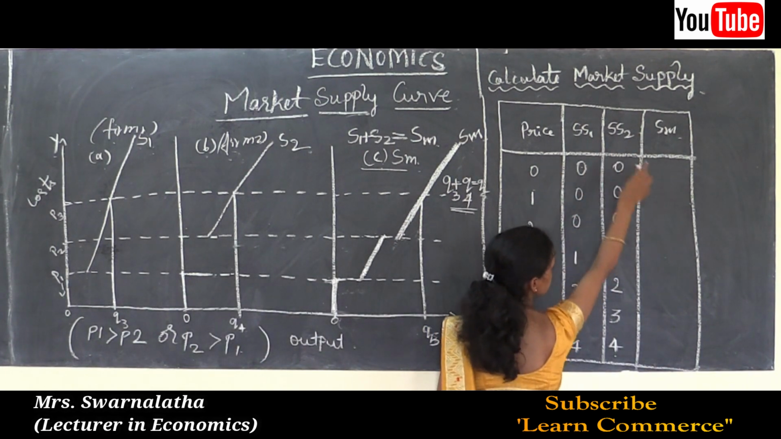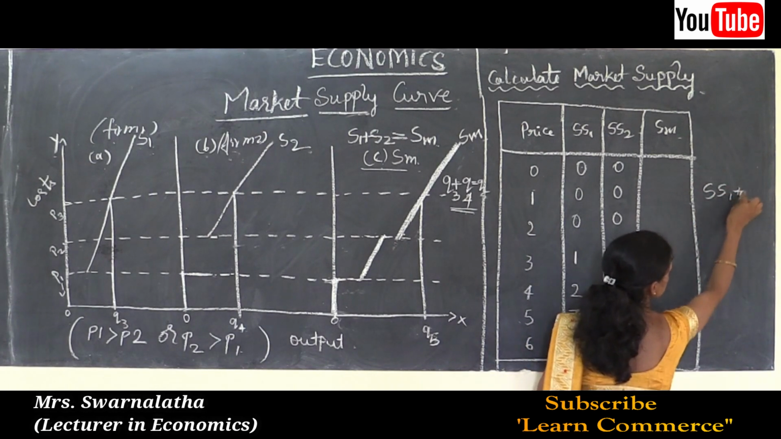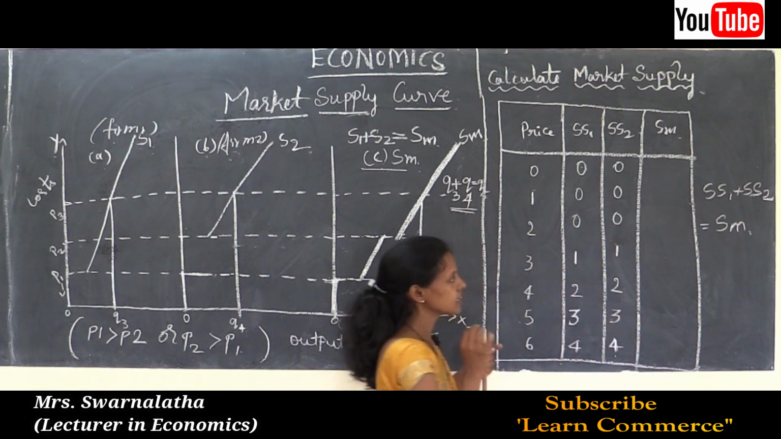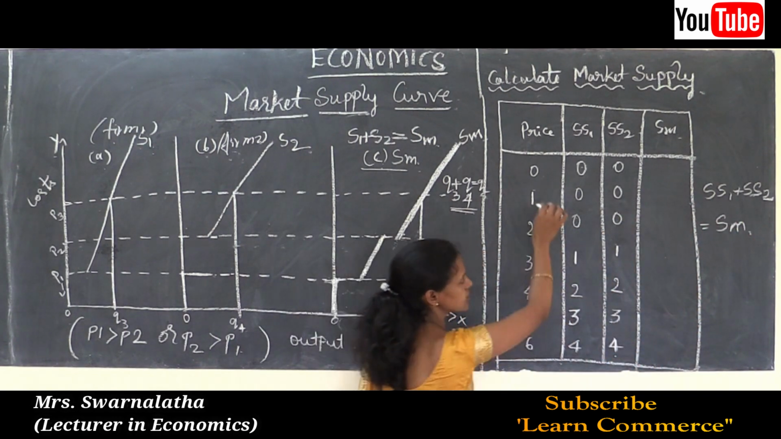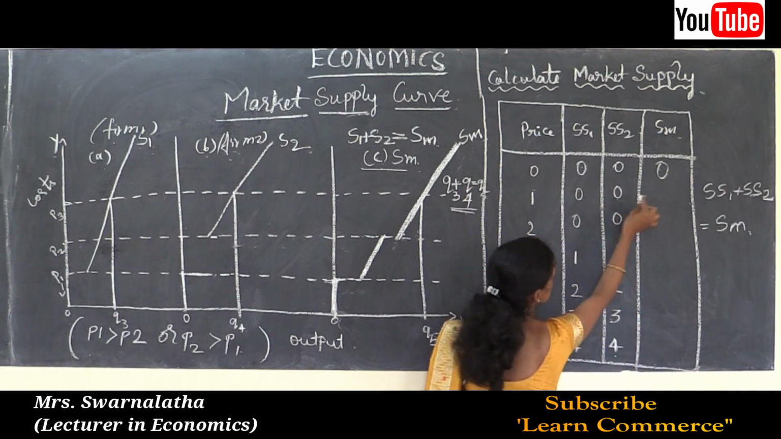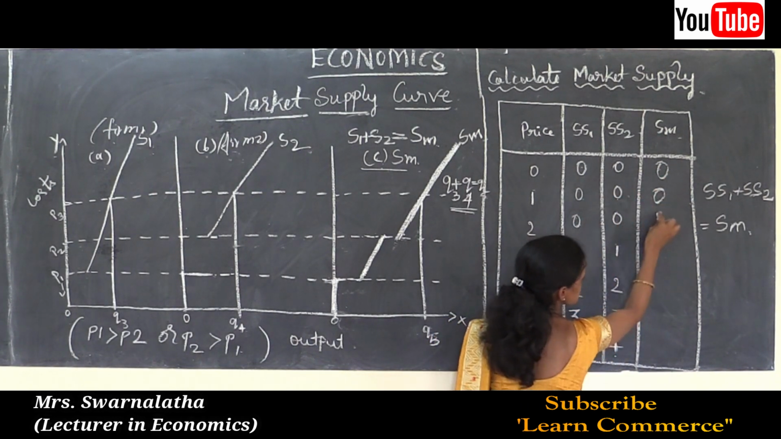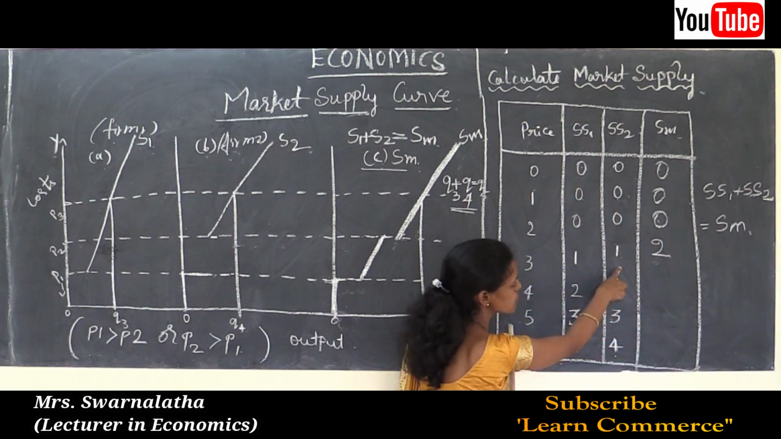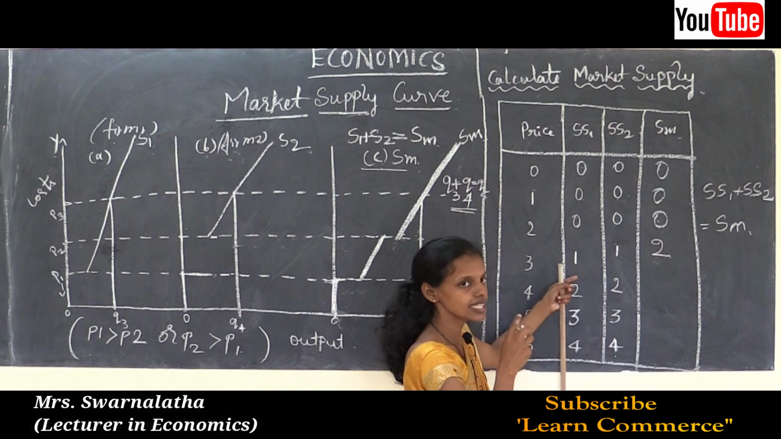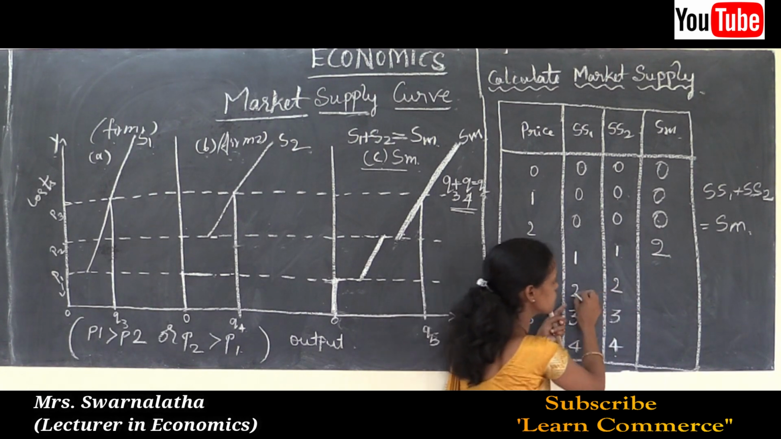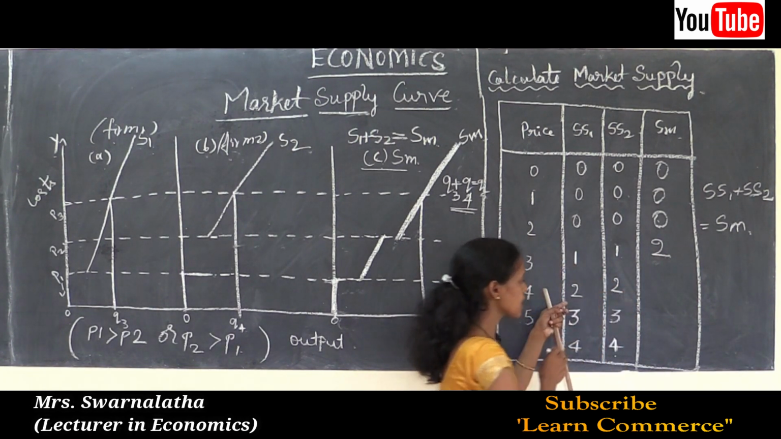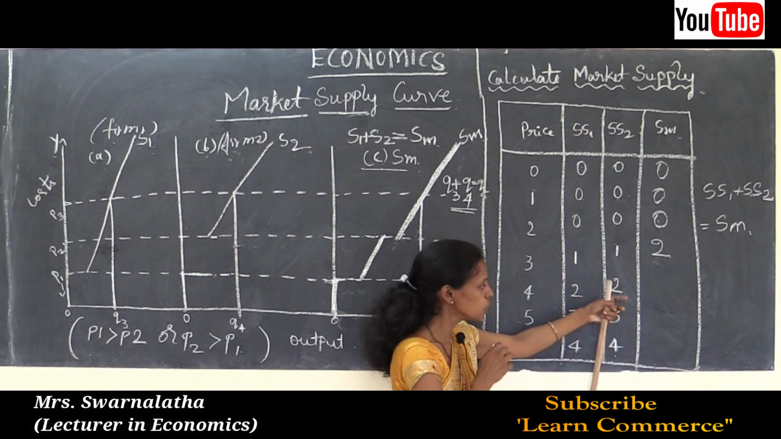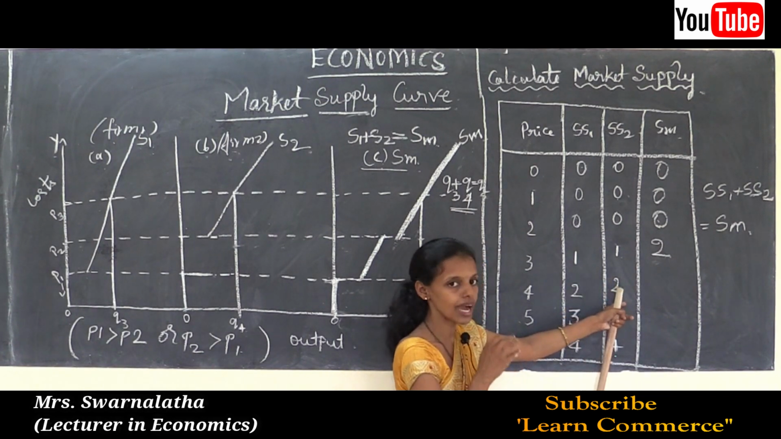Calculating this, SS1 plus SS2 forms the market supply, that is SM. Here 0 remains 0, 0 plus 0 is 0, 0 plus 0 is 0, 1 plus 1 is 2, firm 1 supply plus firm 2 supply. So the quantity supplied is 2 units. Then 2 plus 2: firm 1 supply is 2 units and firm 2 supply is also 2 units. Thus together they form the market supply.